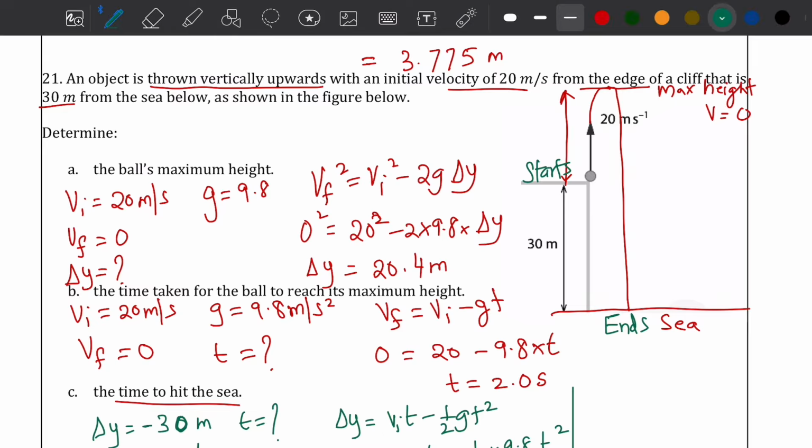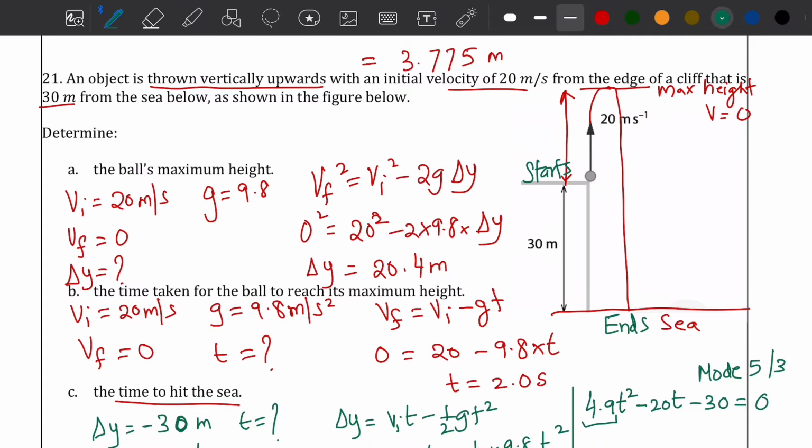So in order to solve this, I'll have to use mode 5(3) on the calculator. But before using it I need to arrange it. So I'm going to move all of these to the other side. So it will look like this: 4.9 t square minus 20t minus 30 equal 0.